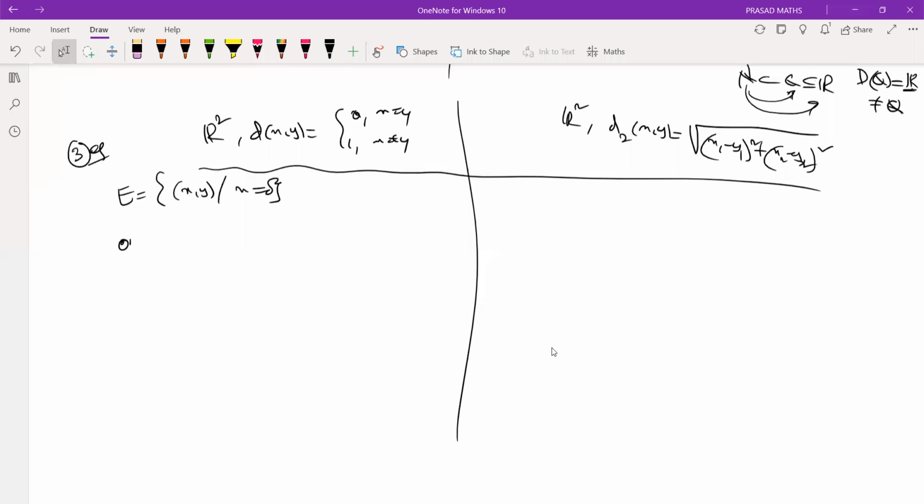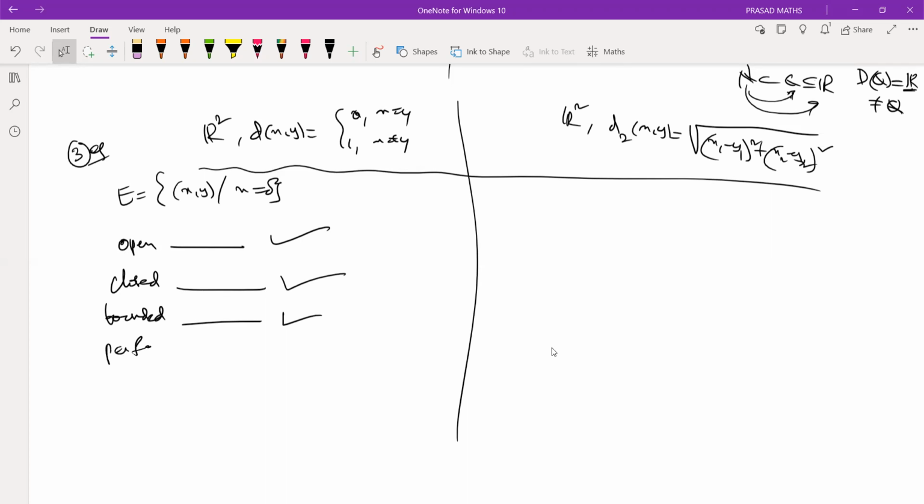Is it open in discrete? As already told, any subset of a discrete space is open. Is it closed? Yes, because any subset of discrete is closed. Is it bounded? Yes, because any subset of discrete is bounded. Those are the features of discrete: open, closed, bounded. But it need not be compact, I'll tell you later. Next, is it perfect? No, because the derived set is empty, and empty is not equal to E. Therefore, it is not perfect.